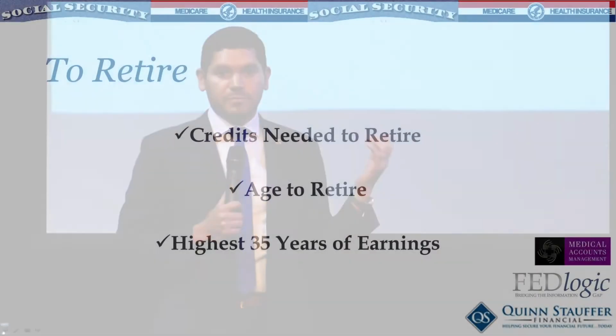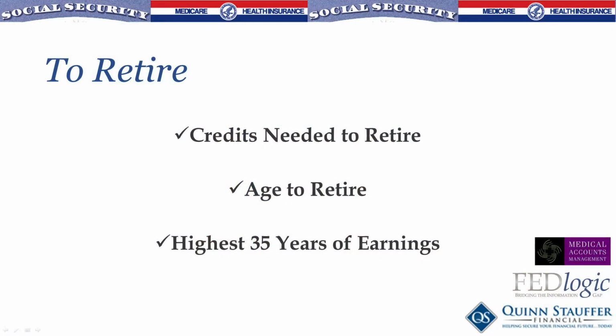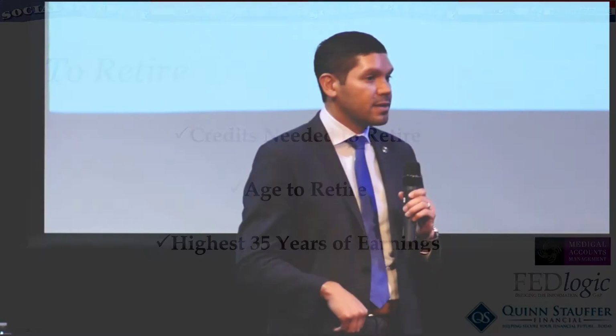What do you need to retire? You need to have worked at least 10 years because you need 40 credits. You get 4 for every year that you worked. So anyone who's worked 10 years will receive something from their Social Security retirement fund. Okay? What age do you need to be in order to file for retirement?